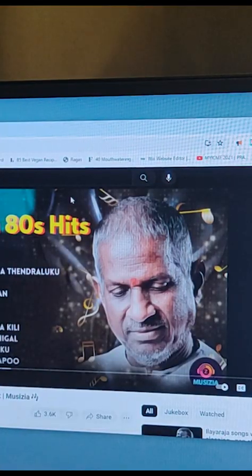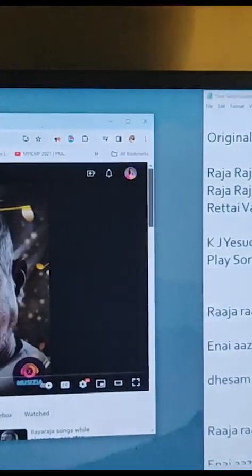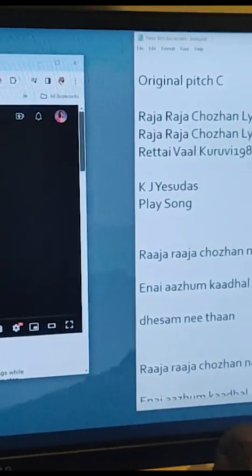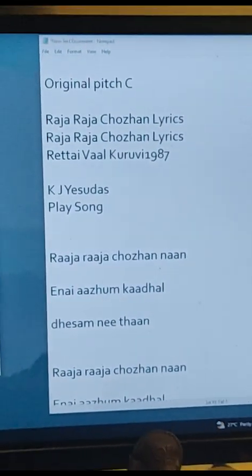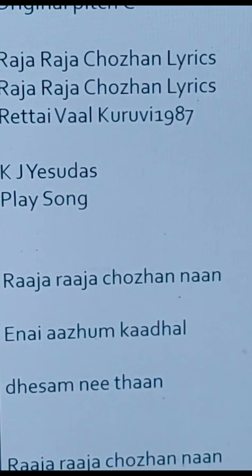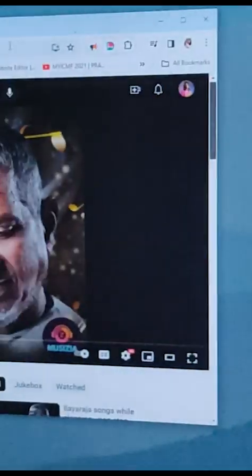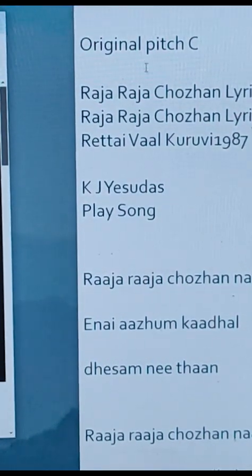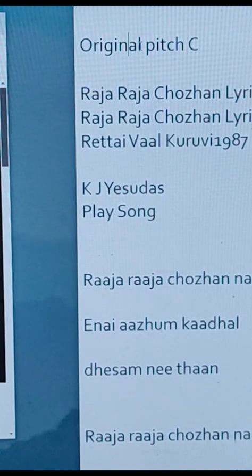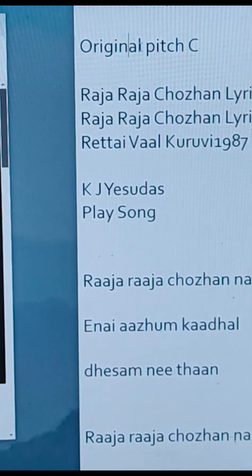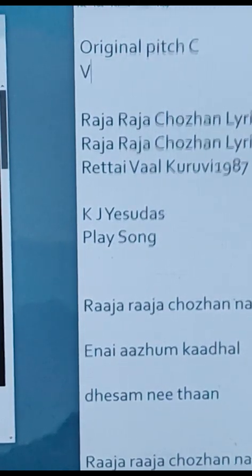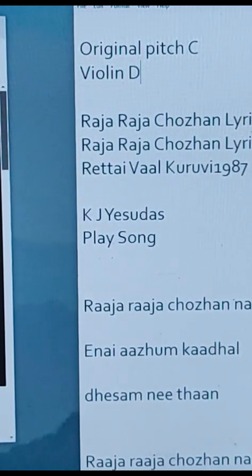Thanks to my wide monitor here, the video is on the left and on the right side I have this. Let me zoom it. I'll be pausing and playing on the left and notating here. So I've written the original pitch here, but the violin pitch is going to be D sharp.